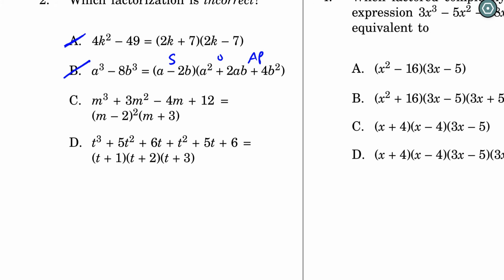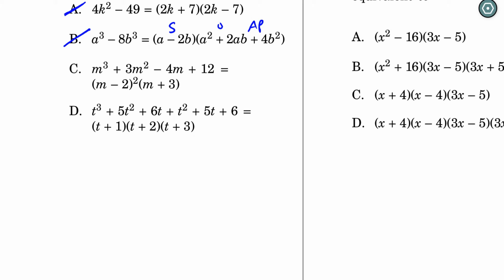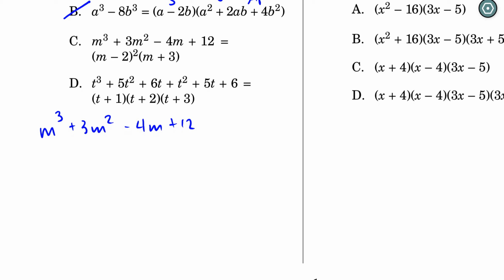Let's try and factor C. C is grouping. So if I have m cubed plus 3m squared minus 4m plus 12. We actually did one like this in class, and hopefully this brings back a memory for you of class.